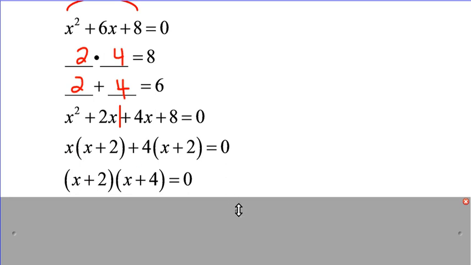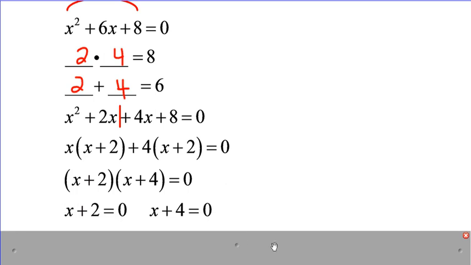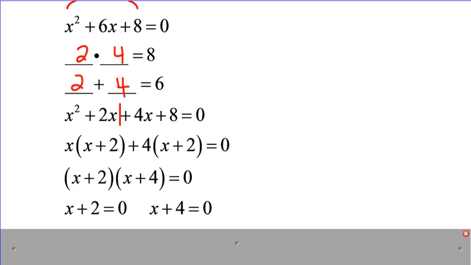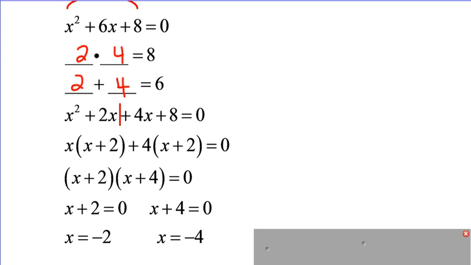Once you have your two factors, you can set them equal to 0 and solve like you normally do. If we have x plus 2 equals 0, we could subtract 2 from each side and end up with x equals negative 2. If we have x plus 4 equals 0, we could subtract 4 from each side, and we are left with x equals negative 4.